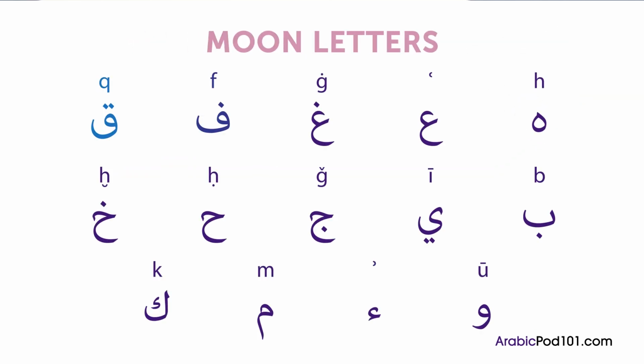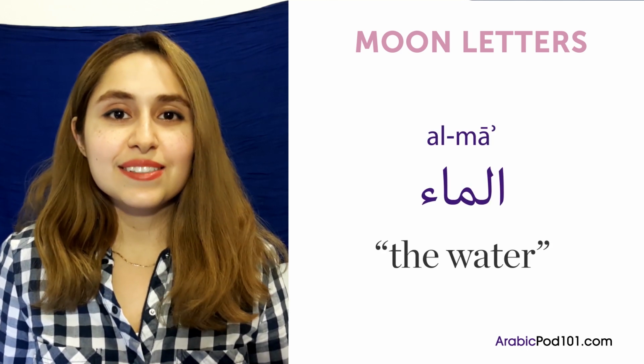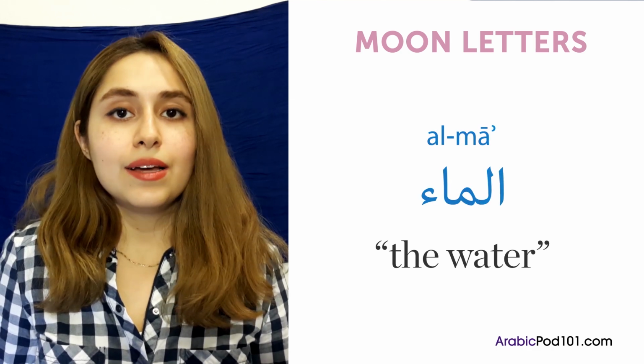Here are the moon letters. Qaf, fa, ain, ghain, ha, kha, ha, jim, ya, ba, kaf, mim, hamza, waw. Let's try to pronounce some words that start with an L followed by a moon letter. Al-ma, the water.